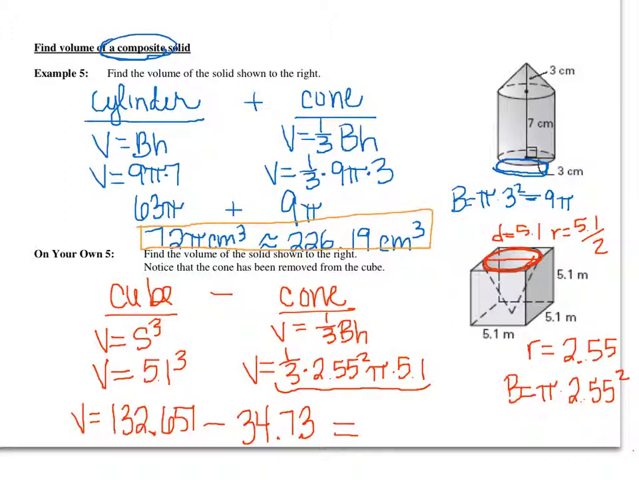So if we subtract 132.651 and then subtract 34.73 from that, you'll get that this is approximately equal to 97.92, and my units there would be meters cubed. So my final answer is right here, and we found that by taking our cube and subtracting the cone that's not included. So this is the end of lesson 10.5.